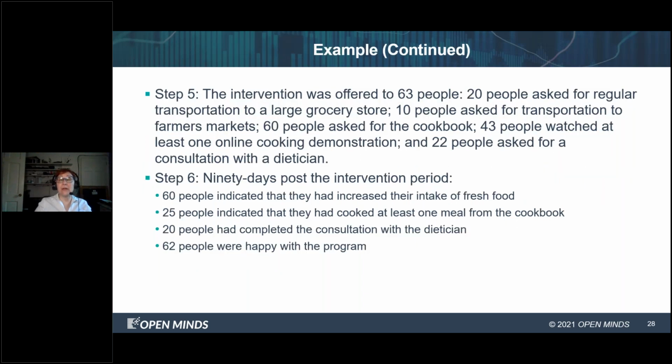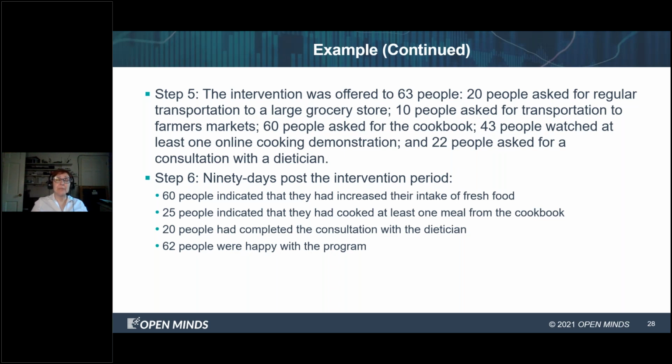The intervention ended up being offered to 63 people. 20 people asked for transportation to a grocery store, 10 people asked for transportation to farmer markets, 60 people asked for the cookbook, 43 people watched at least one online cooking demonstration, 22 people asked for a consultation with a dietitian, right? So the intervention was selected. Everyone had to pick at least two, and 63 people picked at least two, and this is what they asked for.